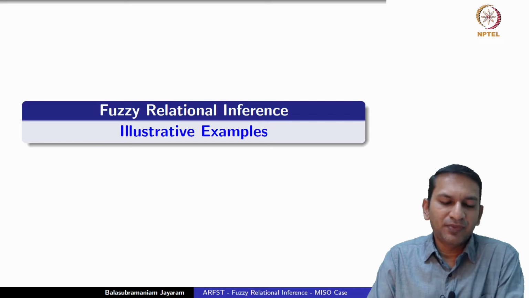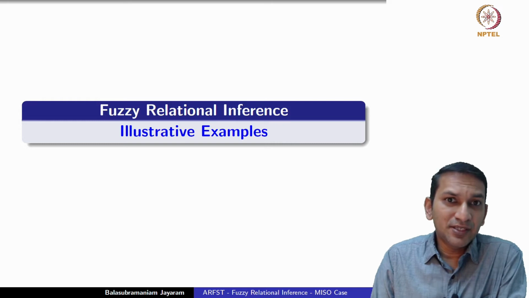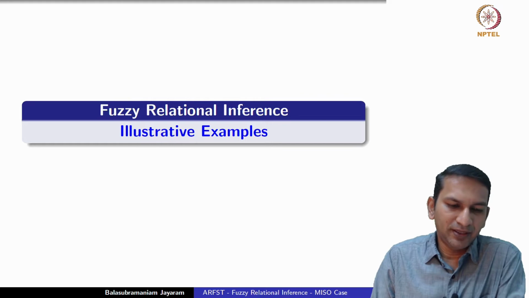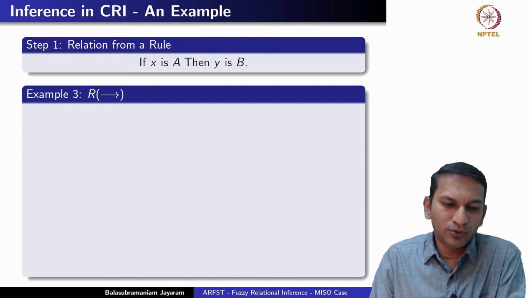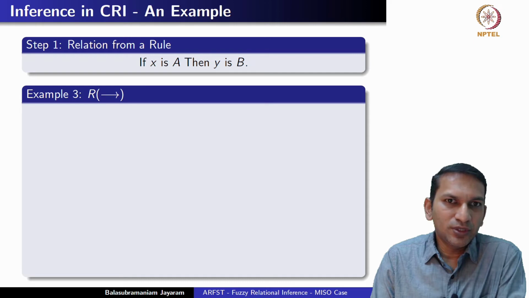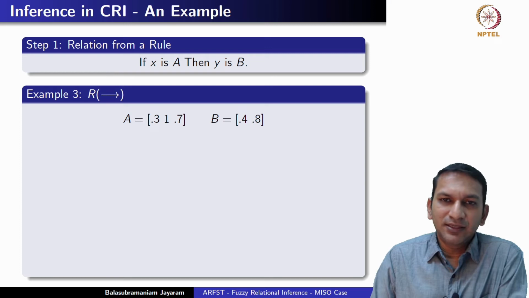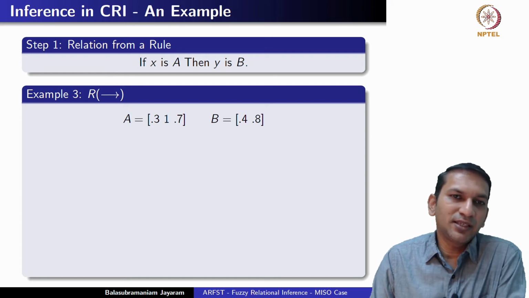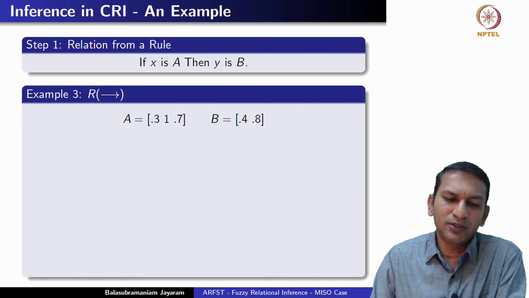In the previous lecture, we have seen a few illustrative examples. Let's revisit a couple of them with a specific purpose in mind. Note that we have a rule, a single input, single output rule, and in this case, we would like to use the implication operator to capture the rule into a relation. A is given as this, and B is given as this. That means on X and Y, we have 3 points for discretization on X, and 2 points for discretization in the domain of Y.